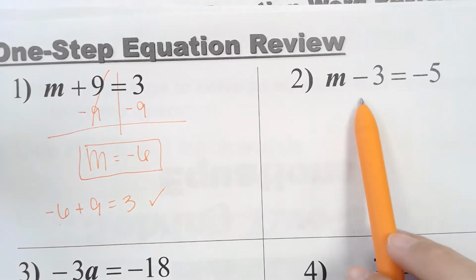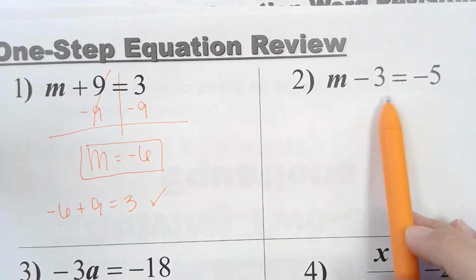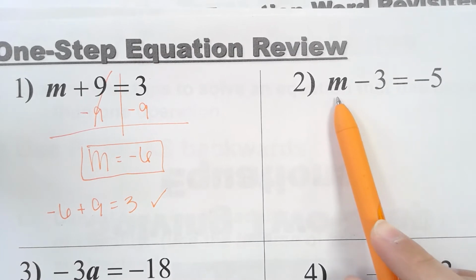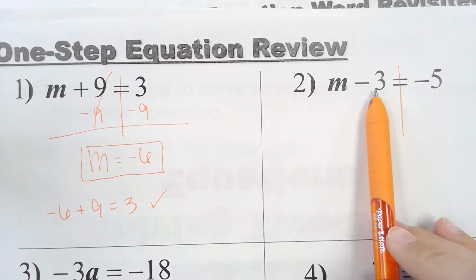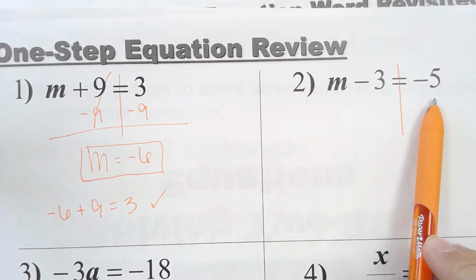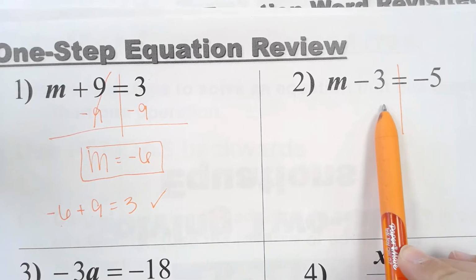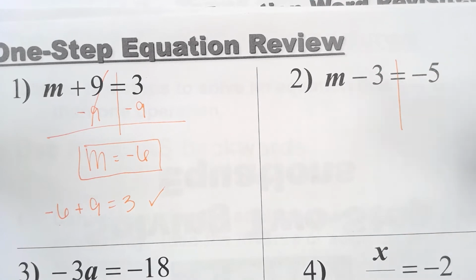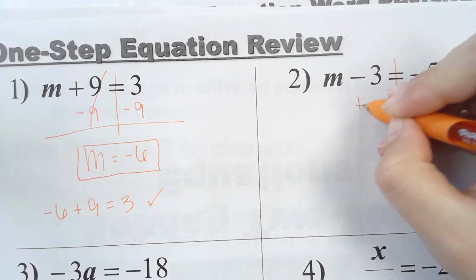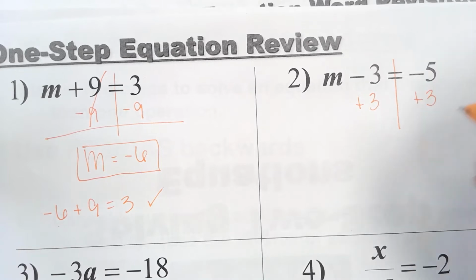All right, here's another example. So m minus 3 equals -5. Once again, we're trying to get the variable by itself, so we need to move all the numbers that are on the same side as the variable over to the other side. And to do that, we will be using inverse operations. So if I need to move this 3, right now the 3 is subtracting. So the opposite of subtracting 3 is to add it to both sides.